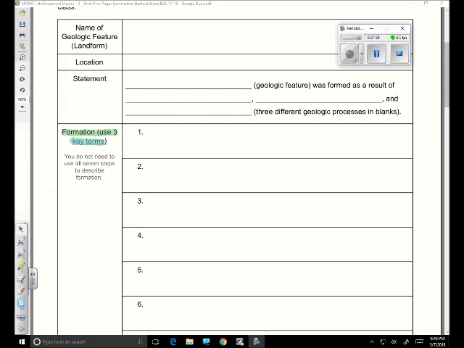So right here where it says number 1 formation, you need to write a complete sentence in your own words about how it was formed. What was the first step? The fact that this piece of land was under the ocean. It was underwater.